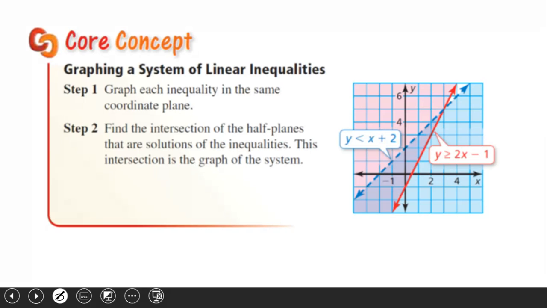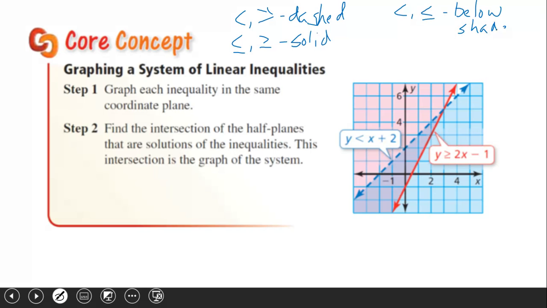You still can have some dashed lines, you still can have some solid lines, just so we remember. When we have less than or greater than symbols, those are our dashed lines. When we have less than or equal to or greater than or equal to, those are our solid lines. Then to determine if we're going to shade above or below, the less than and the less than or equal to symbols mean that you shade below the line. And the greater than and the greater than or equal to symbols mean that you shade above the line.